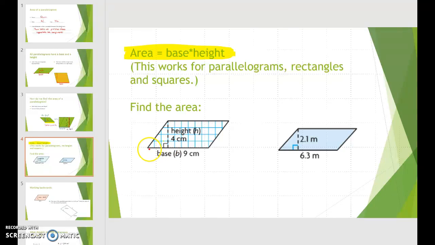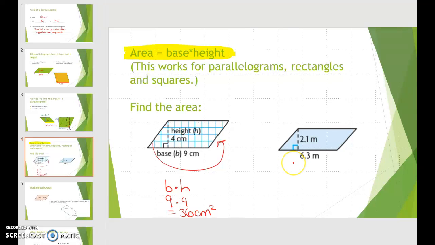So this is a base of 9 and a height of 4. We could take this piece and put it right there. And so base times height is 9 times 4. We always actually write down in math, 63 square centimeters is our final answer.